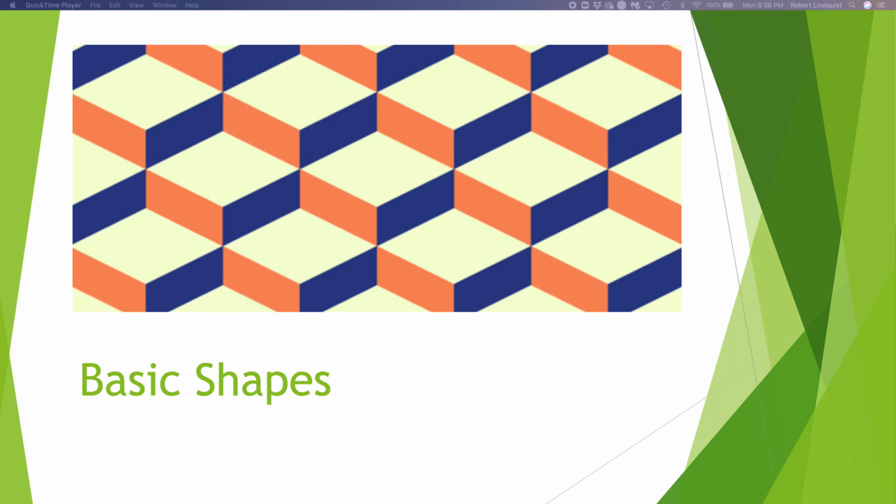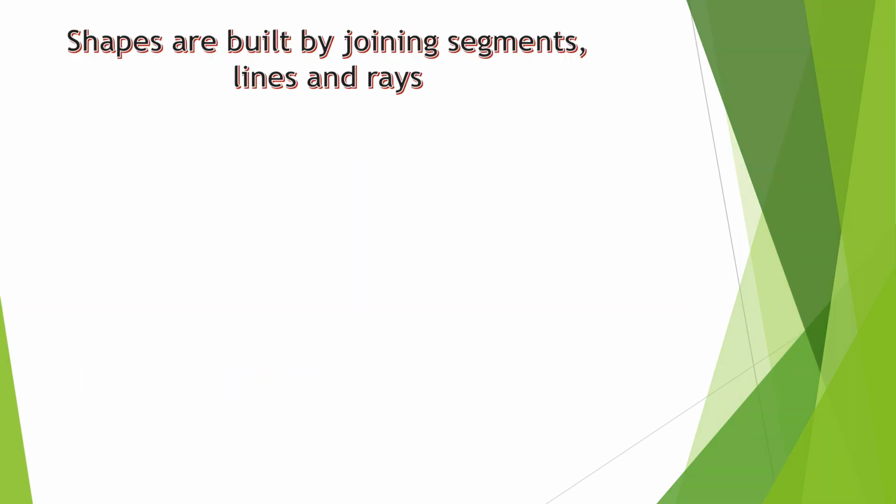Some basic shapes. As in this figure, there are squares and there are rectangles galore all over the place. And shapes become part of what we see in the world, so they're a big part of the study of geometry. And in this case, shapes are built by joining segments, lines, and rays.